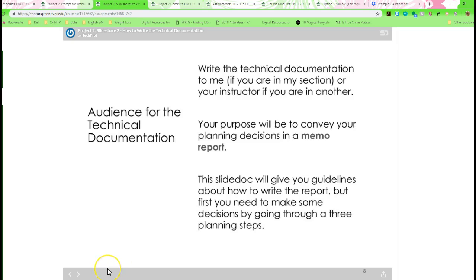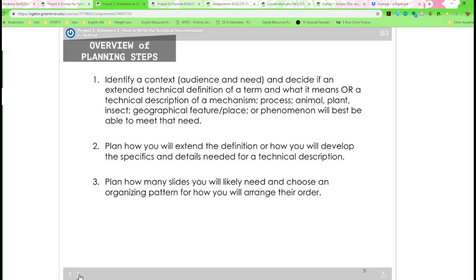You actually need to go through these planning steps in order to do well. So you can't skip these. It's really tempting to skip these, but you have to do these in order to do well. So you need to identify a context, the audience and the need, and decide if an extended technical definition of a term and what it means, or a technical description of a mechanism, a process, an animal, plant, or insect, geographical feature, place, or phenomenon will be best able to meet that need. So you need to decide which one you're going to do.